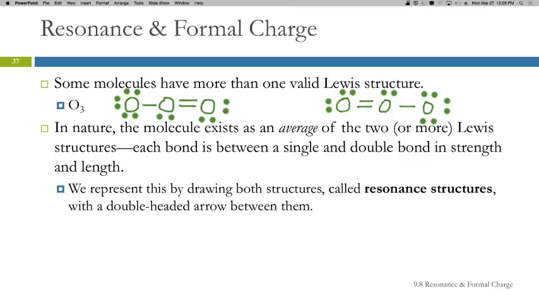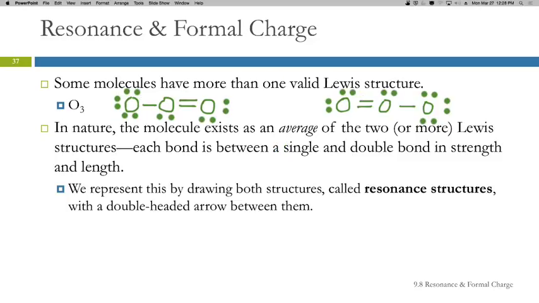If we study the characteristics of an ozone molecule, the Lewis structure here is predicting that we've got a single bond and a double bond. Experimentally, we know that these 2 bonds are the same. There's not a double and a single. You can tell because the length of the bond would be different. Double bonds are shorter, but both bonds have the same length. So what actually is happening in nature is that it exists as an average of this and this.